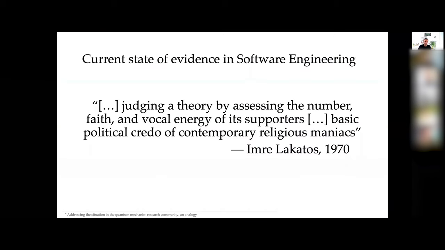Now, the current state of evidence in software engineering, I like to compare with a quote from one of my favorite philosophers of science, Imre Lakatos. He said at one point that we are reaching a point where we are judging a theory by assessing the number, faith, and vocal energy of its supporters, which comes very close to the political credo of contemporary religious maniacs. Of course, he was not talking about software engineering, but back then, around 1970, he was making observations in the research community in physics and quantum mechanics, and software engineering was founded 2 years earlier.